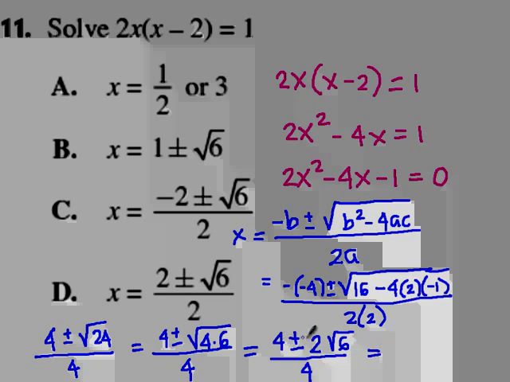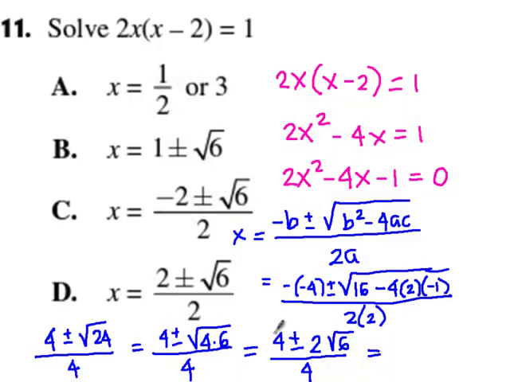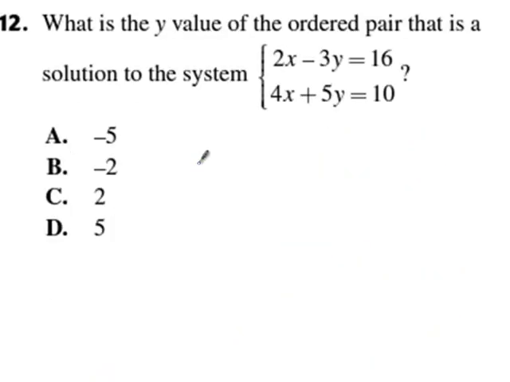And the common factor here is 2, so we can divide this by 2. So we'll have 2 plus or minus square root of 6. And then divide this by 2 also, you have 2. And that is letter D. Let's go to the next problem. Number 12.